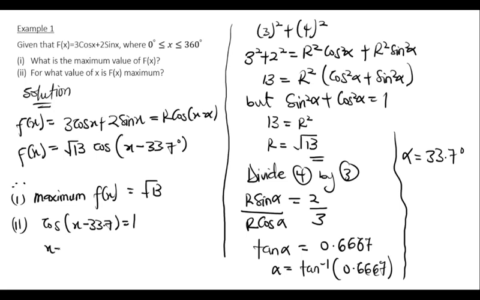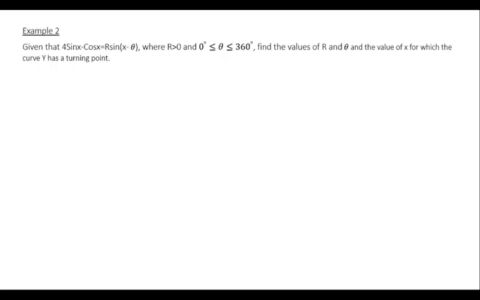So we have over here s minus 33.7 is equal to cos inverse of 1. Now the cos inverse of 1 is still 0, so our s is now equal to 33.7 degrees. So it means the maximum value of f of s is root 13, and it occurs at the value s equal to 33.7 degrees. All right, let's go ahead and look at another example.